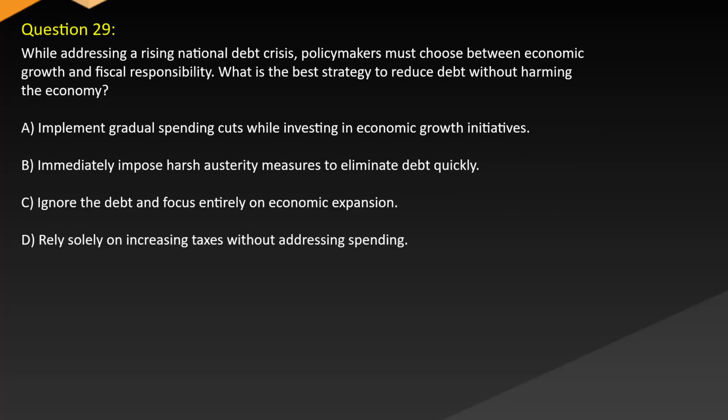Question 29. While addressing a rising national debt crisis, policymakers must choose between economic growth and fiscal responsibility. What is the best strategy to reduce debt without harming the economy? A. Implement gradual spending cuts while investing in economic growth initiatives. B. Immediately impose harsh austerity measures to eliminate debt quickly. C. Ignore the debt and focus entirely on economic expansion. D. Rely solely on increasing taxes without addressing spending.